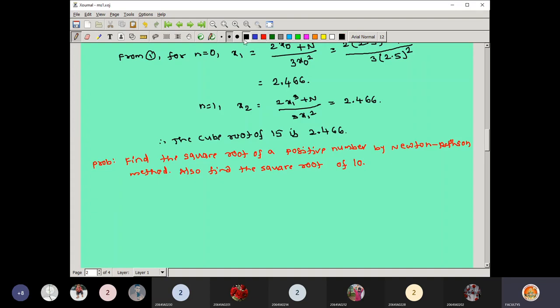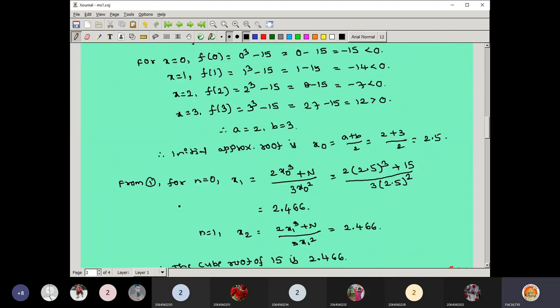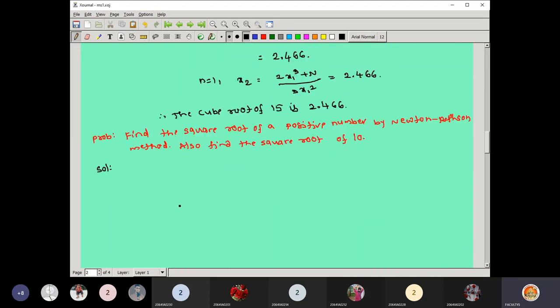So can you give us the process how to calculate this one? It is similar to your previous problem. Here they said a positive number, but no number is given. So I'm just supposing let capital N be a positive number.